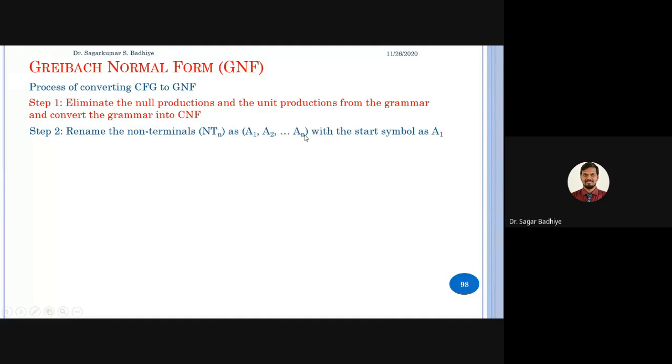So the second step is to rename all the non-terminals. I'm talking only about non-terminals, not about terminals. We would be renaming all the non-terminals in a way that provides a sequence, as A1, A2, dot dot dot, An, wherein the first label, that is A1, will be the start symbol.